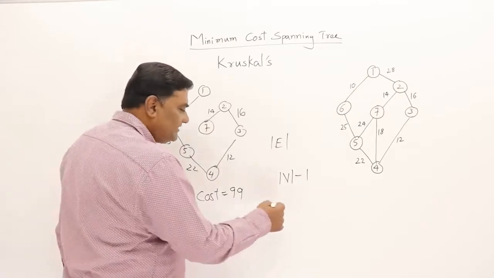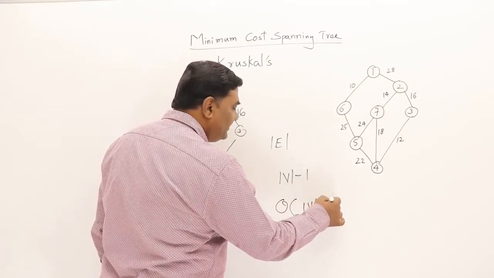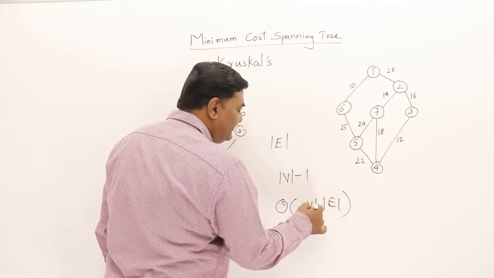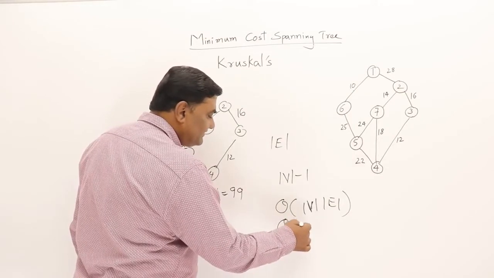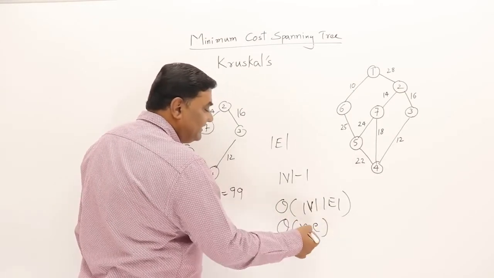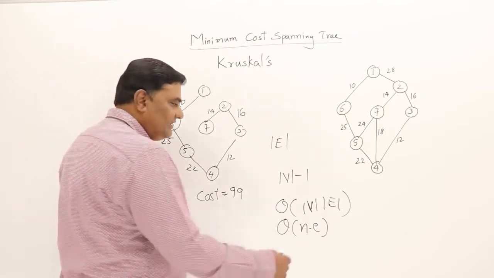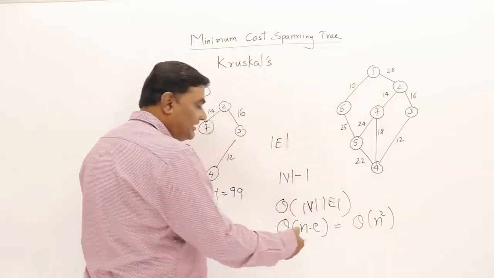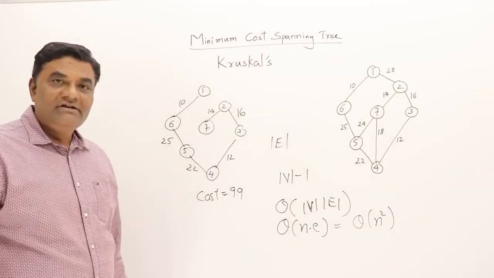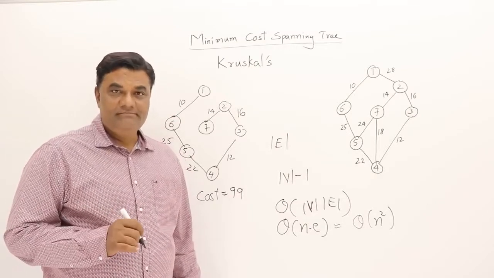So the total time will be theta of V into E, where V is the number of vertices and E is the number of edges. So it is N into E. N is the number of vertices and E is the number of edges, which can also be written as N square if we say both are N. So the time taken by Kruskal's algorithm is N square.